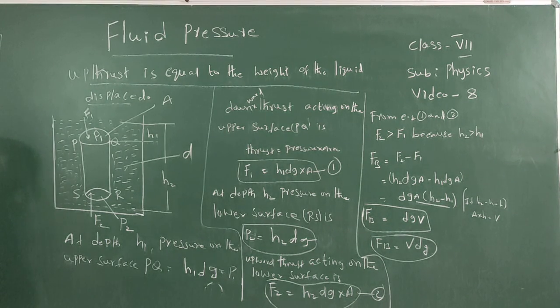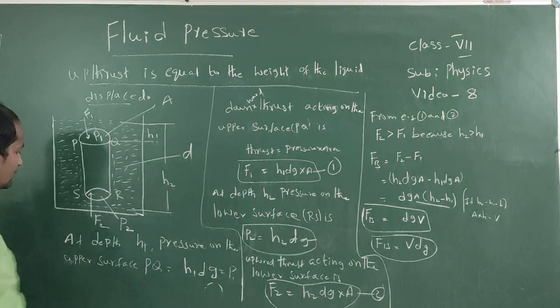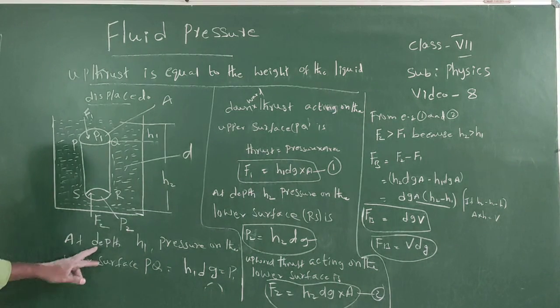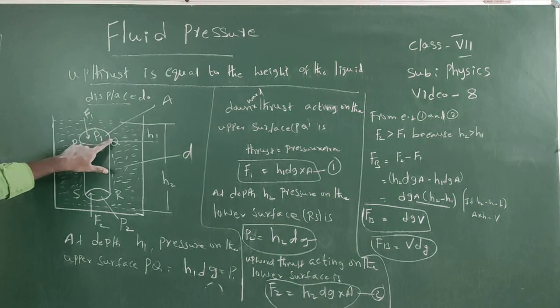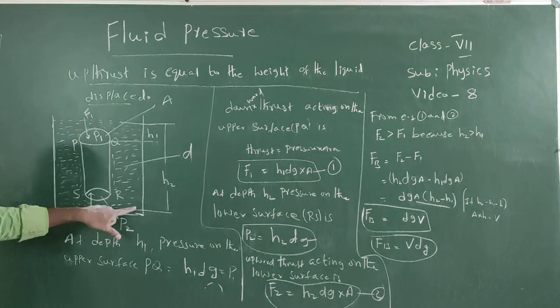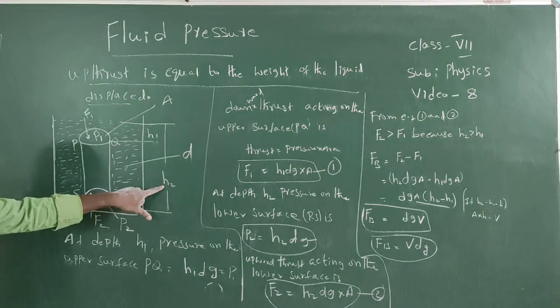Its area of cross section is A and the density of the liquid is d. Now here, from here to here, the height is h1. From the free surface to here, the height is h2.